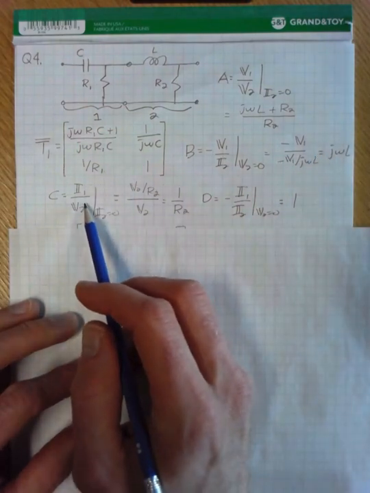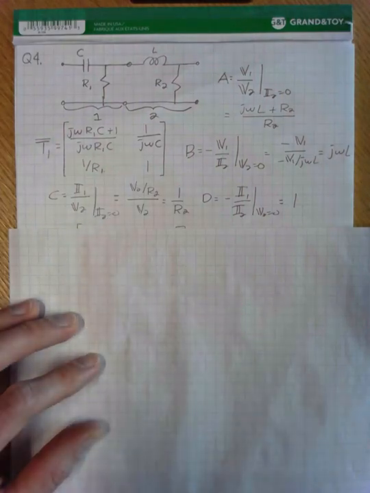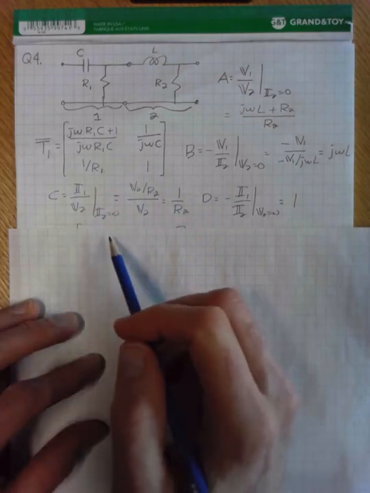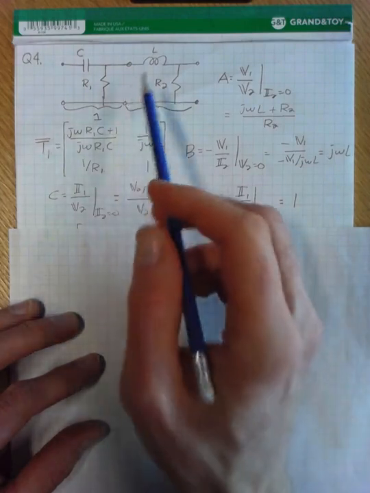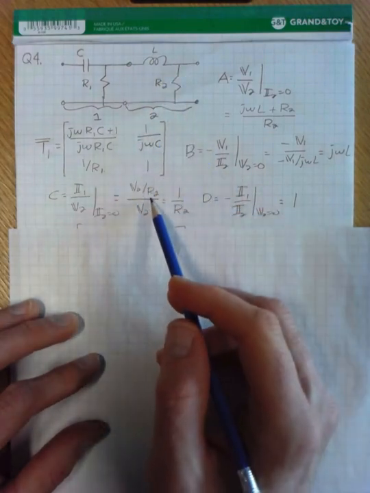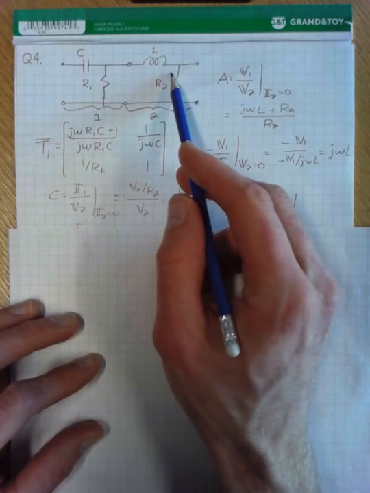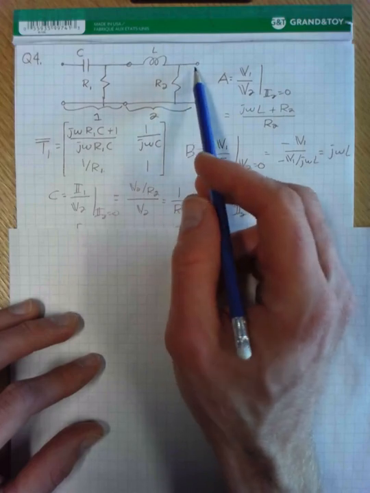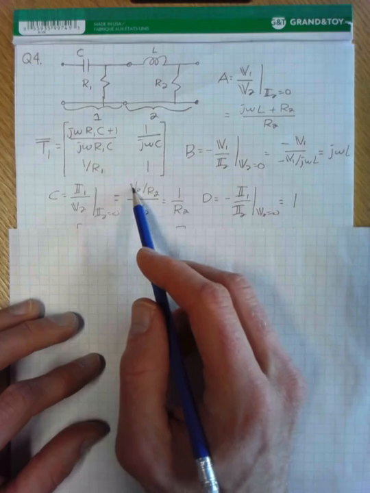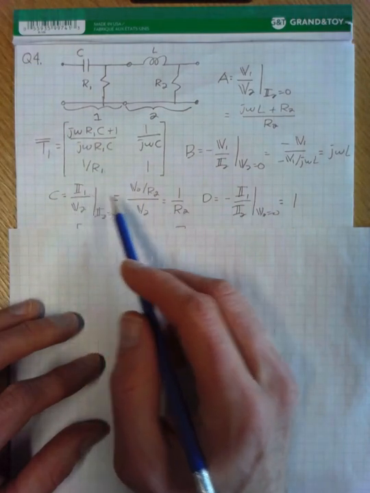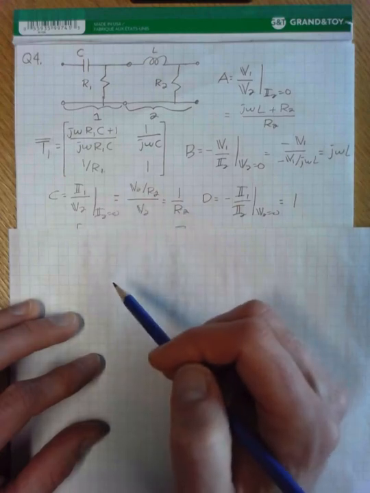C is the input current divided by the output voltage when we have an open circuit. When we have an open circuit, the current flowing through this loop is equal to the current flowing through the resistor R2. V2 is the voltage across the resistor. So we have V2 divided by R2 giving us the current, and then of course we leave V2 on the bottom to cancel, and then we get 1 over R2.